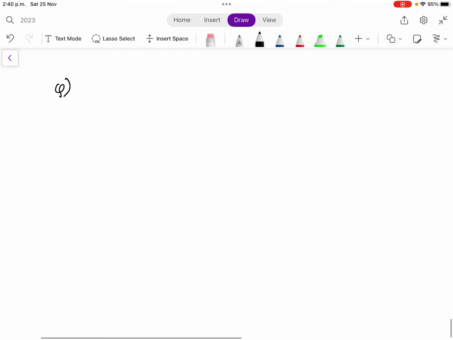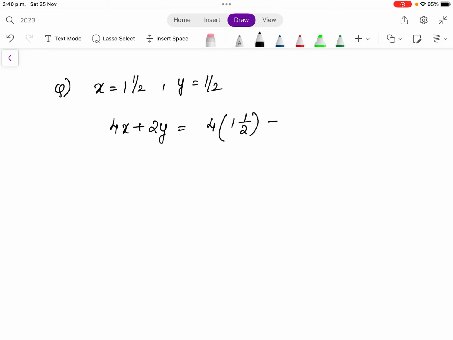Again, another question, x is equal to 1 and 1 over 2, y is equal to 1 over 2. Find 4x plus 2y. So 4x plus 2y is 4 times 1 and 1 over 2 plus 2 times 1 over 2. That's equal to, it's difficult to multiply like this. So what I will do is convert this into an improper fraction. So that will be 4 times 2 plus 3 over 2 plus 2 times 1 over 2.